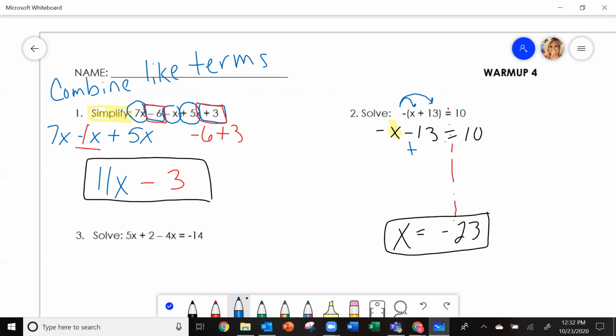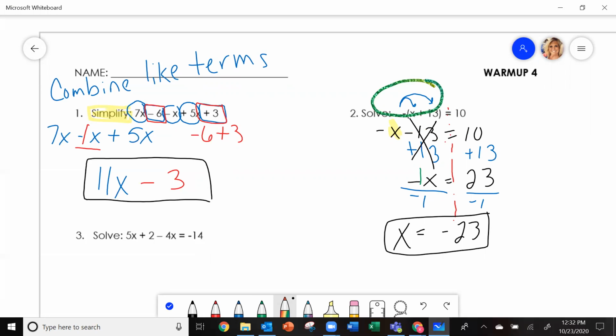So I'm going to add 13 to each side. That gives me, these cancel, I get negative x equals 23. This is like a negative 1, so I will divide each side by negative 1, and that's how I come up with my answer, x equals negative 23. That's how you would show your work. So the first step you would do in this one right here is the distributive property.